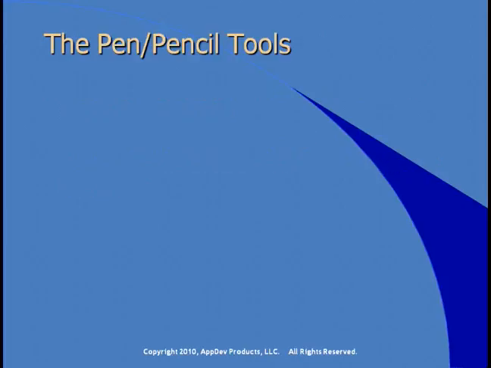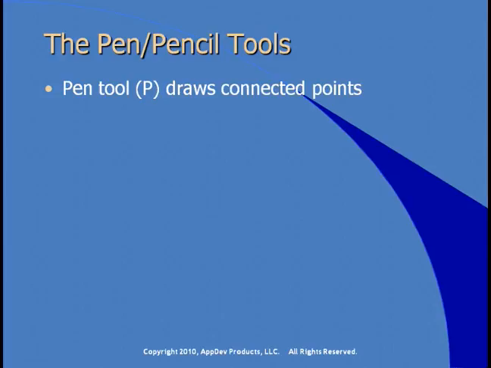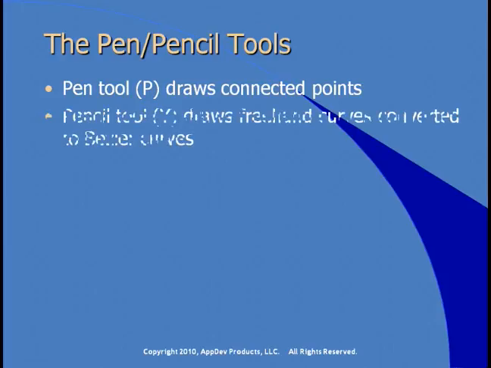Well, before we have a demonstration, we need some tool to work with. We'll work with the pen and pencil tools. The pen tool, you'd press P to get this one, draws connected points. And the pencil tool, Y, draws freehand curves, which are converted to Bezier curves for you. So you draw with the pencil and then Blend neatens it up into nice curves.